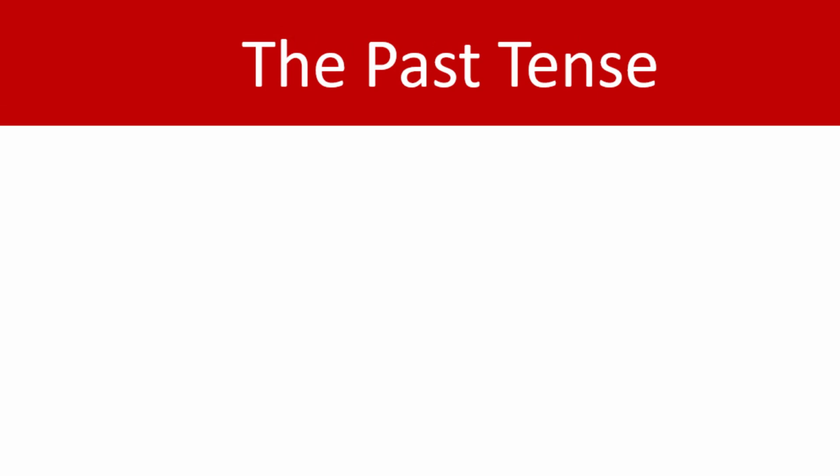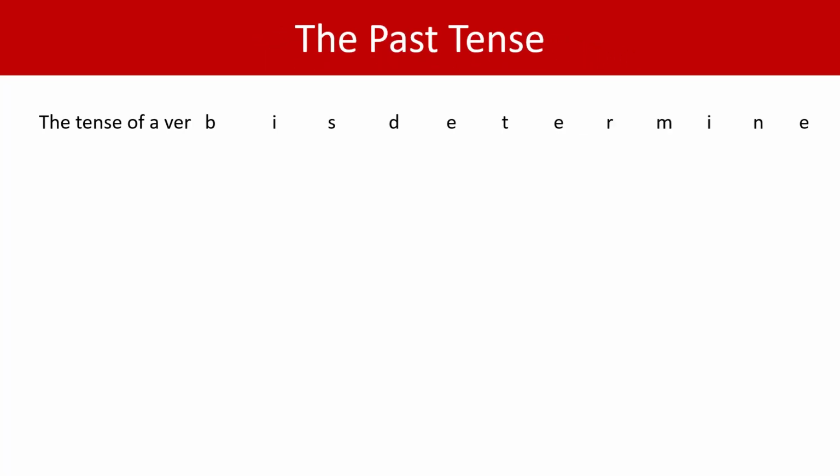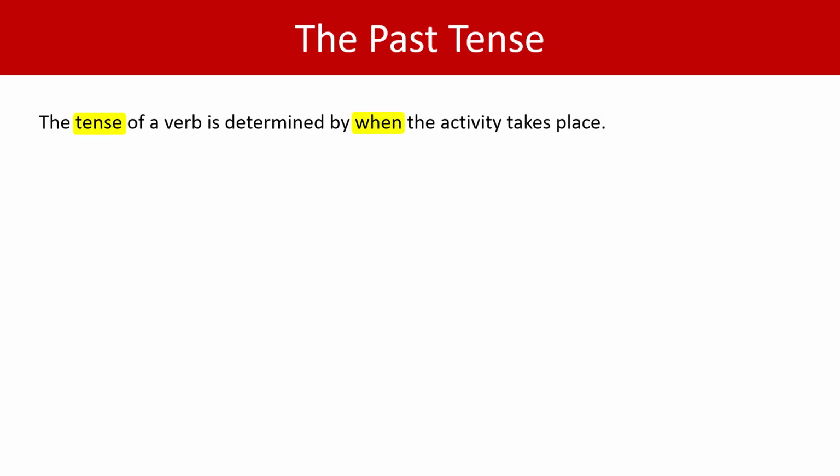In this video, we're going to look at the past tense in English. Before we start, let's just remind ourselves what tense means. Well, the tense of a verb is determined by when the activity takes place.